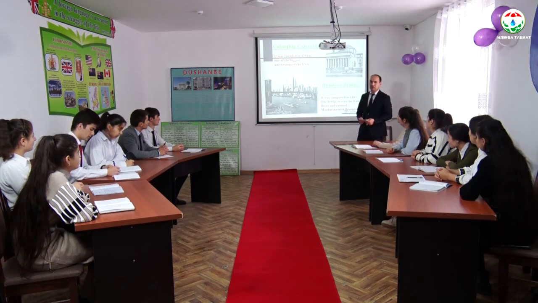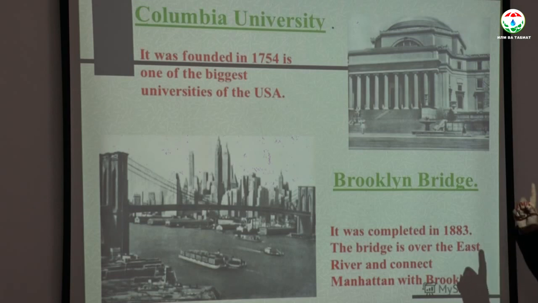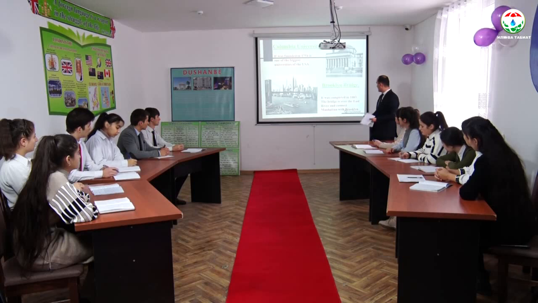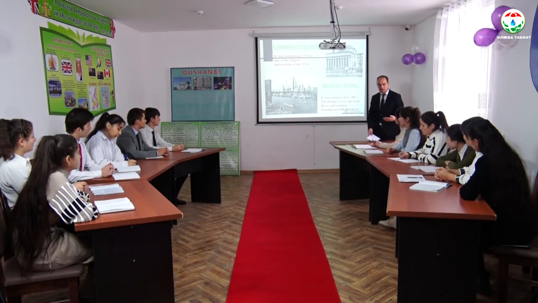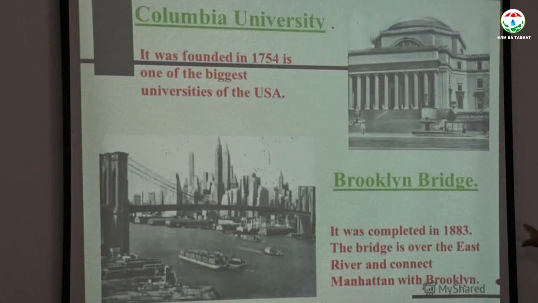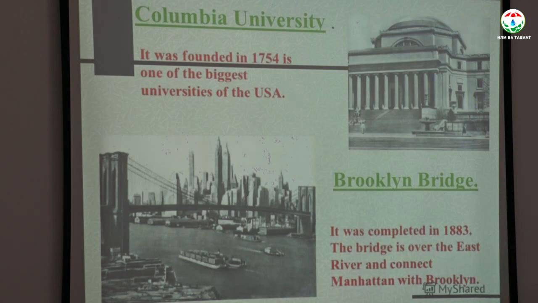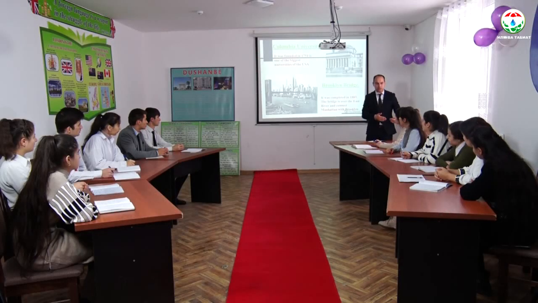As Kurbanova said, in the USA there are a lot of universities. But Columbia University, founded in 1754, is one of the biggest universities of the USA. But the Brooklyn Bridge, there's more interesting information about it, completed in 1883. The bridge is over the East River and connects Manhattan with Brooklyn. Completed in 1883, this bridge is connecting two boroughs, Manhattan and Brooklyn.